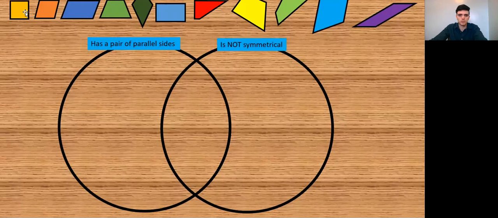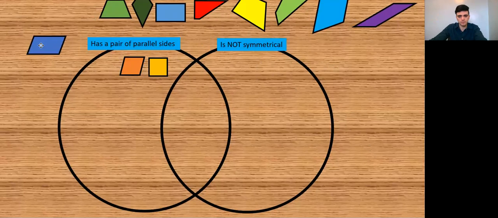Okay, so square has a pair of parallel sides, yes. Is not symmetrical, no, so it's got to go over here. Does it have parallel sides? Yes. Not symmetrical? No, so it goes over here. Not symmetrical, meaning it has 0 lines of symmetry, and we're going to see a couple of those in our wonky shapes. Okay, has a pair of parallel sides?